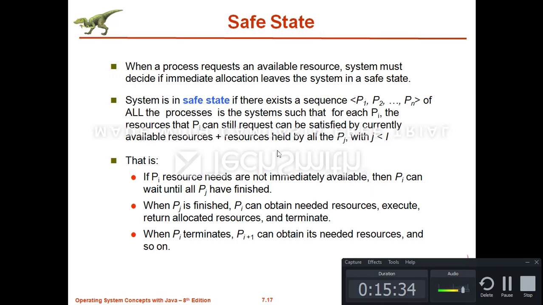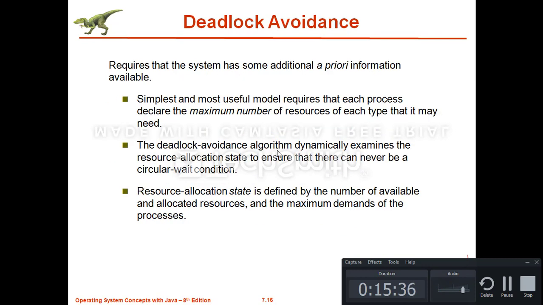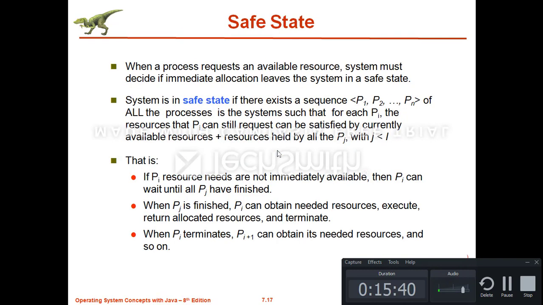Then we need to understand what you mean by safe state. We'll come back to deadlock avoidance later, how we can avoid the deadlock. Before that, we'll try to understand safe state. Safe state is when a process requests an available resource, the system must decide if immediate allocation leaves the system in a safe state. For example, if P1 requests any resource and it gets the resource immediately, then the system will be in a safe state. Then, what do you mean by safe state?